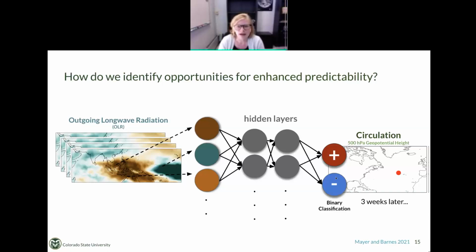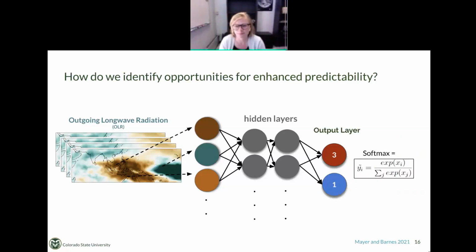So how do we identify opportunities for enhanced predictability using this neural network setup? To do this, we use something called the Softmax Activation function, which is applied at the output layer. In a typical neural network, you can get output that looks like this. For example, this neural network is predicting that the sign of the circulation over the North Atlantic is positive because this number here is larger than this number here.